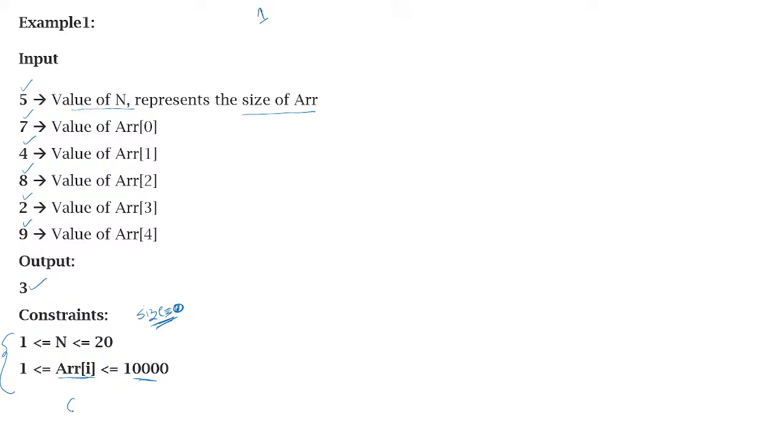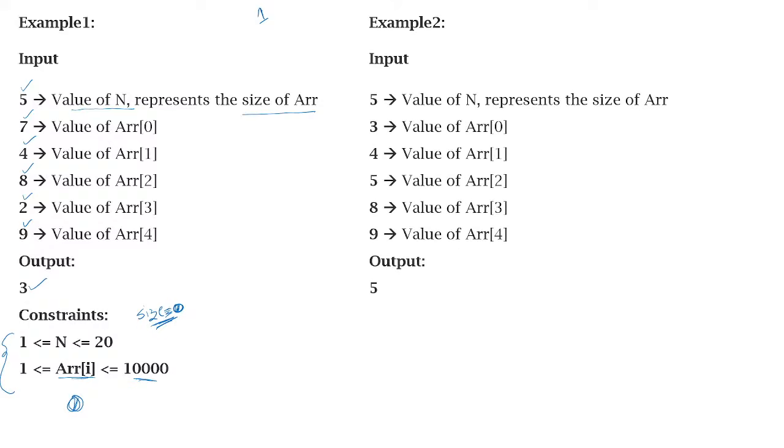Okay, 0 may not be present in the array. This we should understand from the constraints. Okay, array elements don't contain 0 as an element. Got it? Then there is another example also given, input.